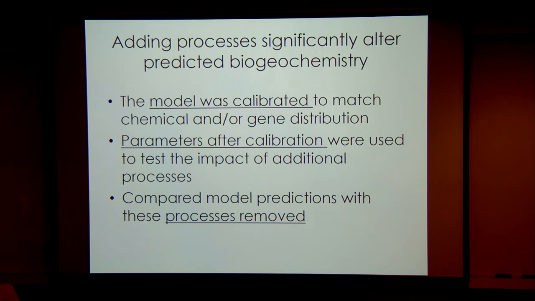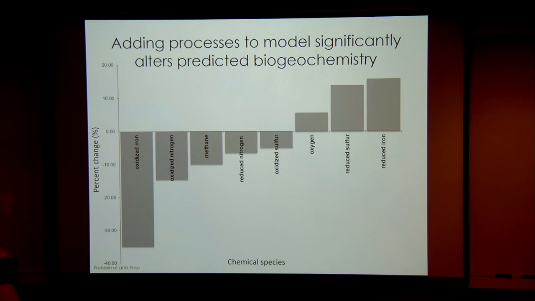And so to understand a little bit more about this process, we added this to the model. By adding this to the biogeochemical model and calibrating it so it matches the chemical distributions, and using the parameters that we got after calibrating the model with the additional process, and comparing with and without that process, you can see substantial changes to some of the chemicals that we expect to find in the lake. The most obvious and largest change is in oxidized iron. There's a big reduction when you add this process, a lot less oxidized iron.